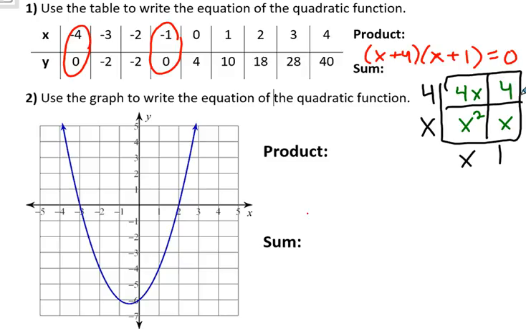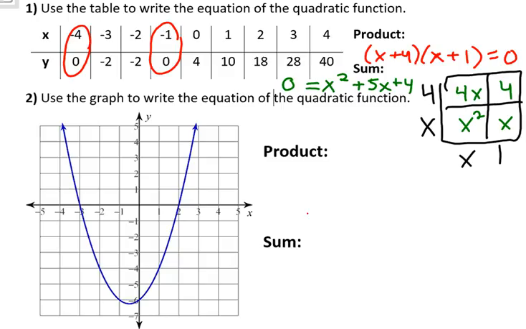So then we have to combine like terms when we're writing out our sum. So we have x squared, 4x plus x gives us a total of 5x, and then plus 4 equals 0. We can put the equal 0 on the other side. So that would give us the sum for this quadratic.